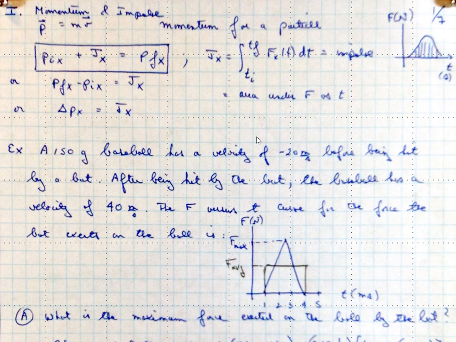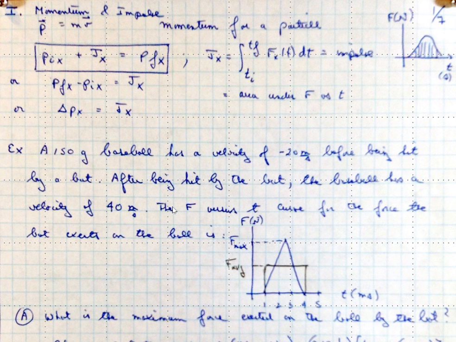So let's take an example. This is right out of the book. You have a 150 gram baseball and it has a velocity of minus 20 meters per second before being hit by a bat. After being hit by the bat, the baseball has a velocity of plus 40 meters per second. So it changes direction.